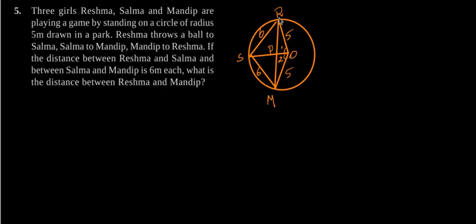Reshma throws a ball to Shalma, Shalma to Mandip, Mandip to Reshma again. If the distance between Reshma and Shalma is 6 cm and between Shalma and Mandip is also 6 cm, so both have a distance of 6 cm each, what is the distance between Reshma and Mandip? So we need to find RM, the length of the chord RM. Here O is the center, so OS is the radius of the circle, OR is the radius, and OM also is a radius.